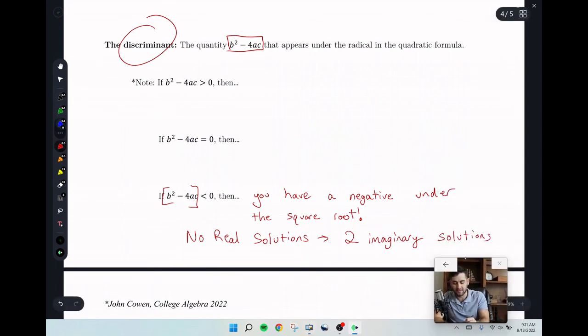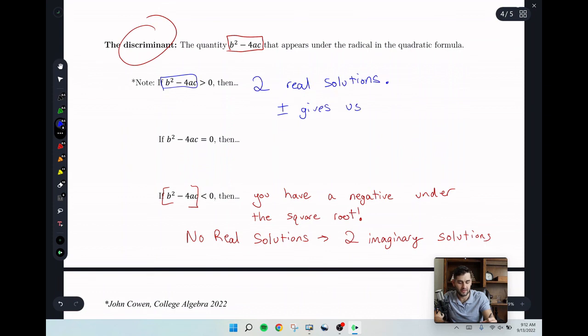So then the next case makes a little bit of sense. If it's positive, which is what we just did like 3 times, if you have a positive underneath the square root, then 2 real solutions, because you can solve it, right? We do know how to solve it when there's a positive under the square root. The plus and the minus gives us 2 solutions.